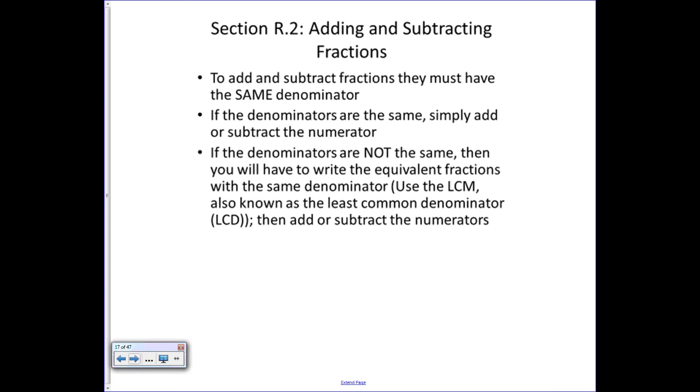So when we're adding and subtracting fractions, they have to have the same denominator. If the denominators are the same, simply add or subtract the numerators, and the denominator will stay the same. If the denominators are not the same, you're going to have to write equivalent fractions with the same denominator. That denominator you're going to want to use is the least common multiple, but since we're dealing with fractions, it's known as the least common denominator. And then we just want to add or subtract the numerators as indicated.